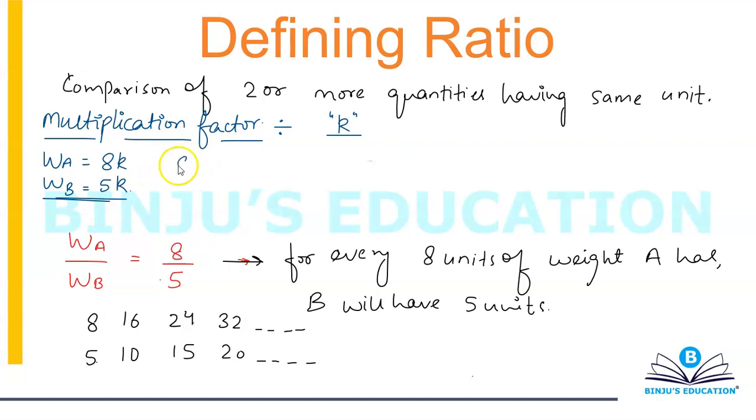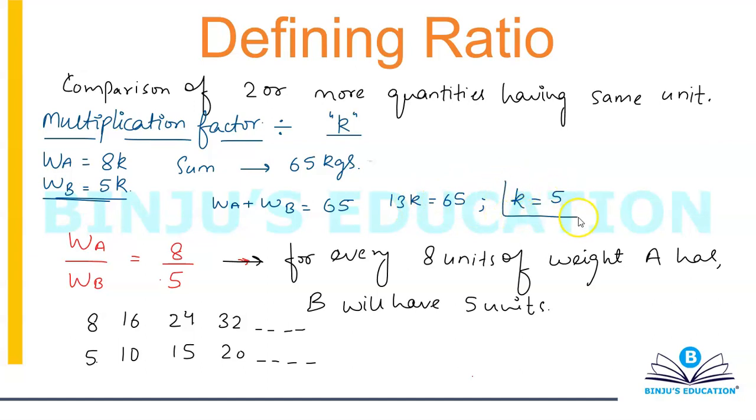You need some other piece of information, for example, the sum of their weights is equal to 65 kgs. So from there I can say WA plus WB is equal to 65, which means 13K is equal to 65, which means K will be equal to 5. So weight of wrestler A will be 8 into 5, that's 40, and that of B is 5 into 5, which is equal to 25, and that's your final answer.